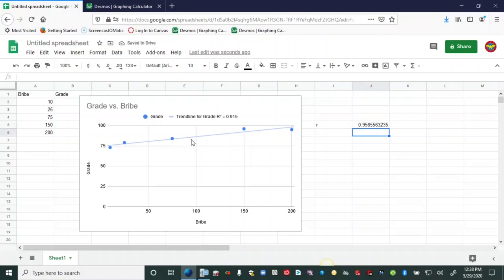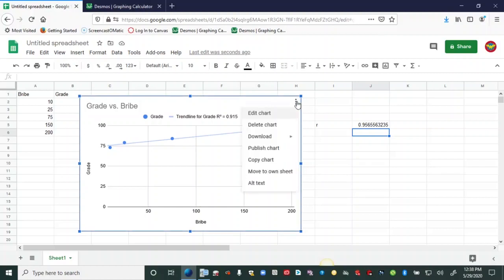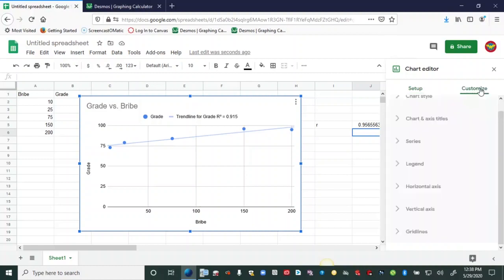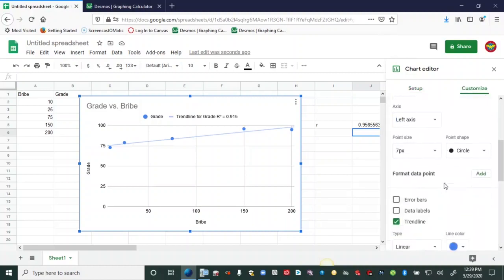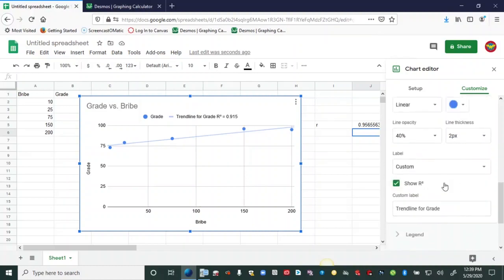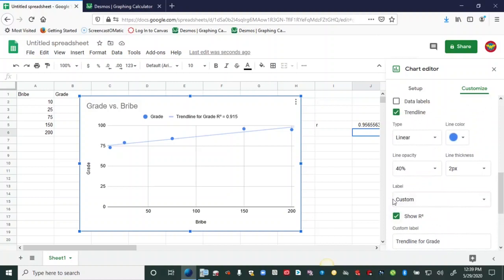The other thing that we're missing here is the equation of the line. So if I click on these three dots, I want to go back to Edit Chart, back to Customize, back to Series. In those options, for the label, if I choose the down arrow there, I can use equation. And that gives me the equation of the line.